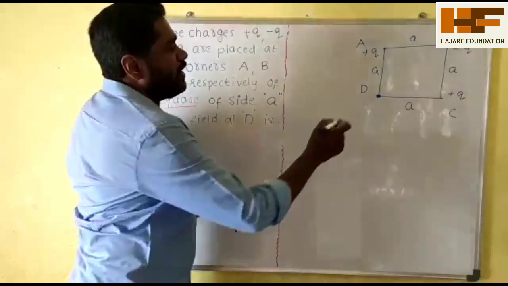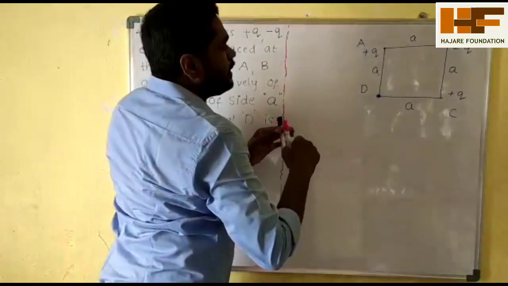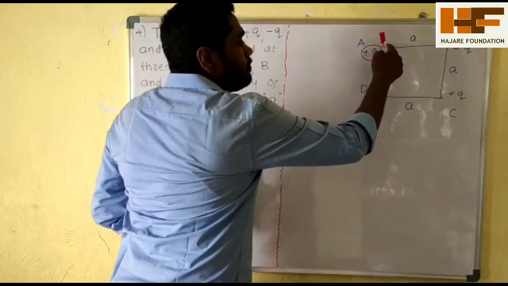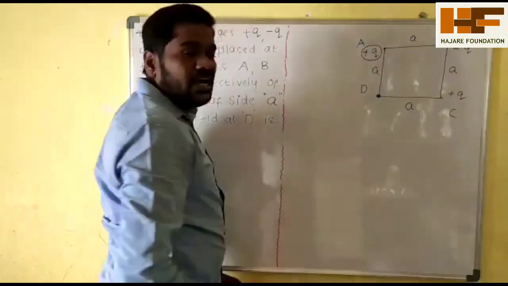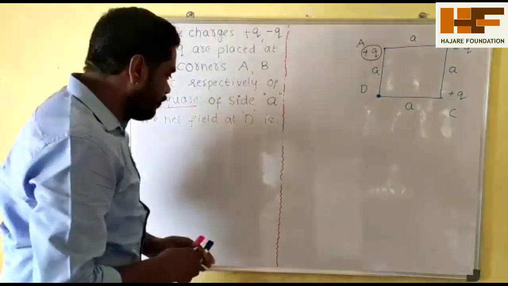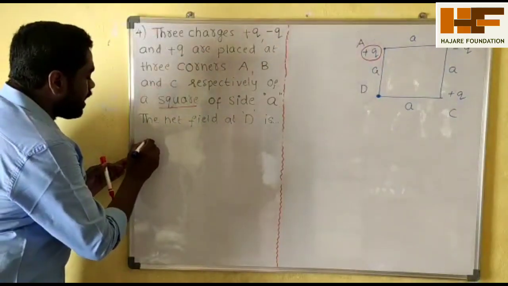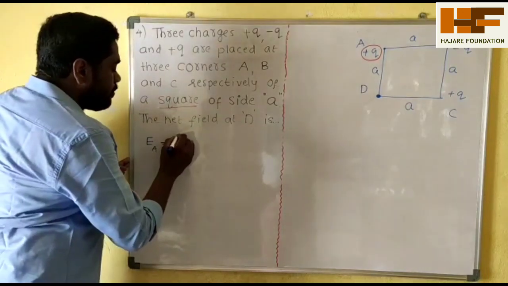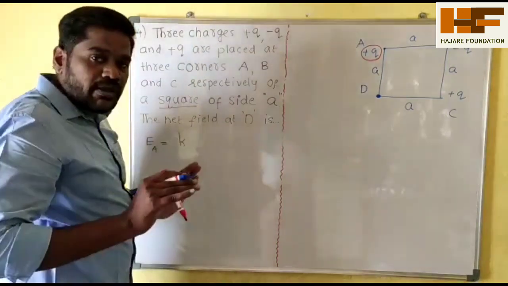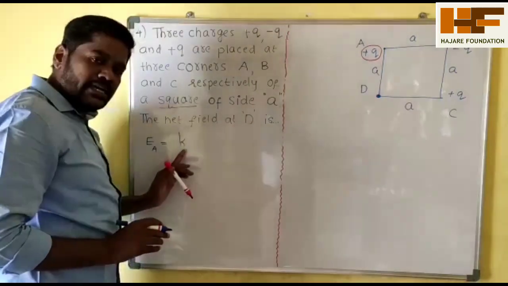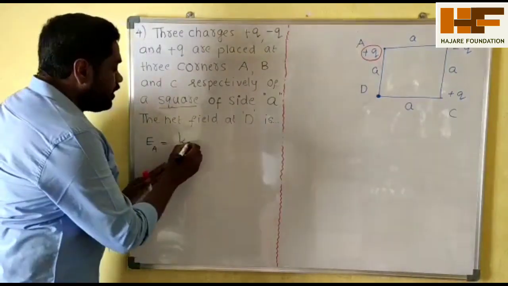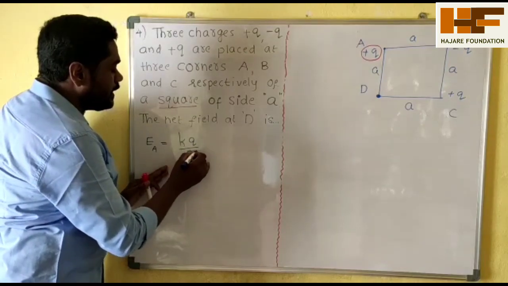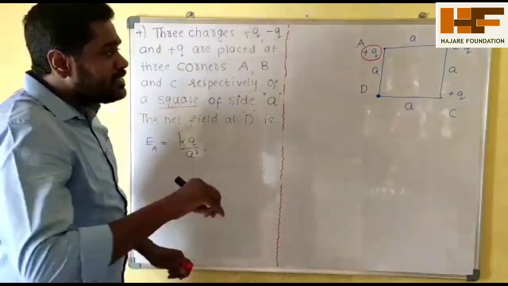First of all, I am finding the electric field due to the charge at A. Charge is plus Q, and the distance from this charge to this point, in place of R, they have given A. Therefore the electric field at A, EA, is equal to K Q by R square, instead of 1 by 4 pi epsilon naught I am taking K, as in the problem also. R square means A square.